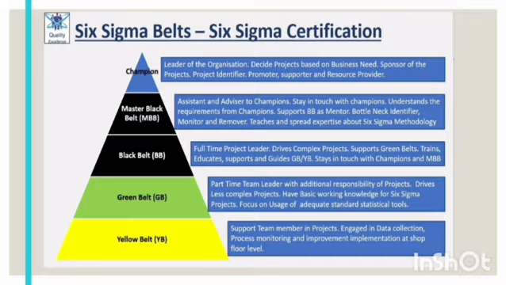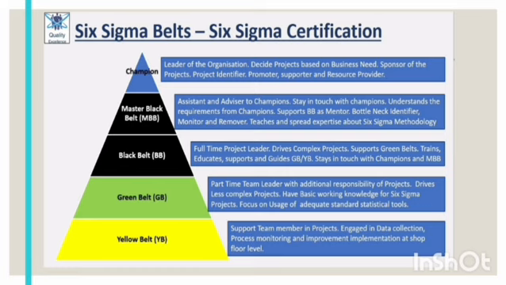Master Black Belt, MBB: assistant and advisor to champions, stays in touch with the champions, understands the requirements from the champion, supports BB as mentor, bottleneck identifier, monitor and remover, teaches and spreads expertise about the Six Sigma methodology. Black Belt, BB: full-time project leader, drives complex projects, supports Green Belt, trains, educates, supports and guides GB and YB. Stays in touch with champions and MBB.